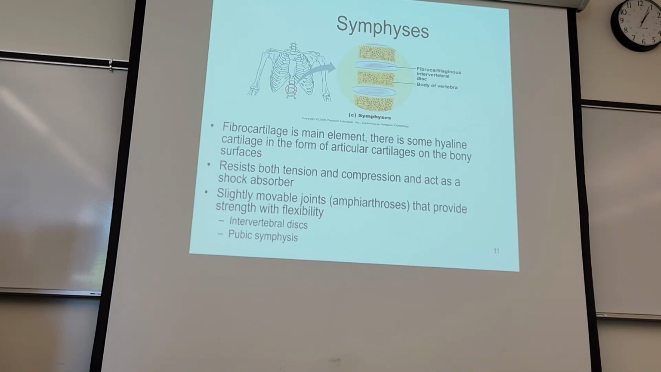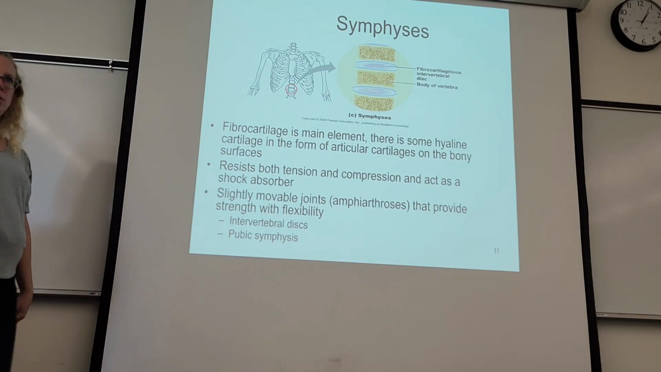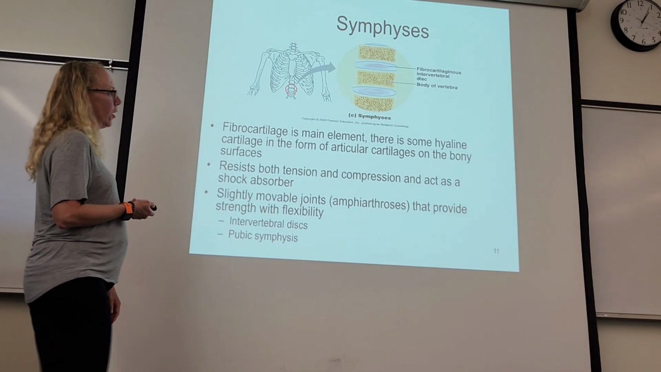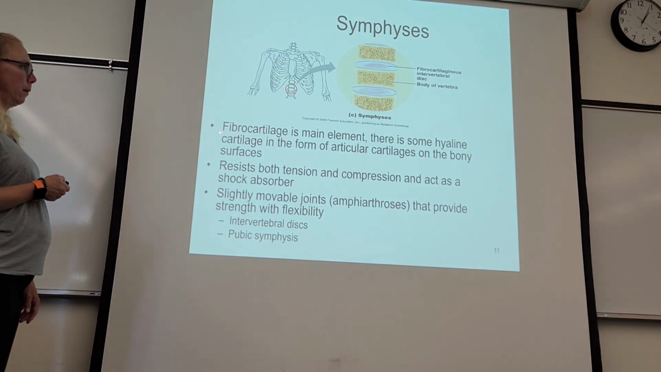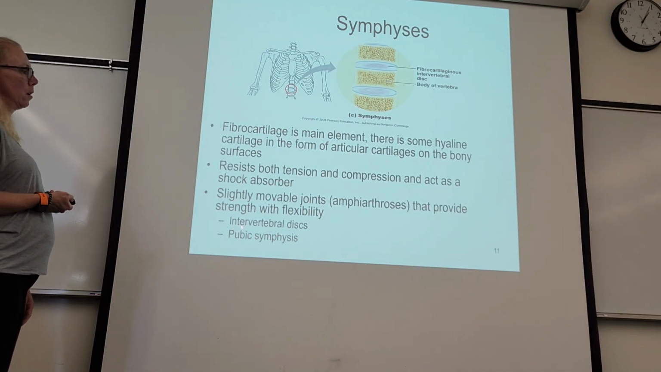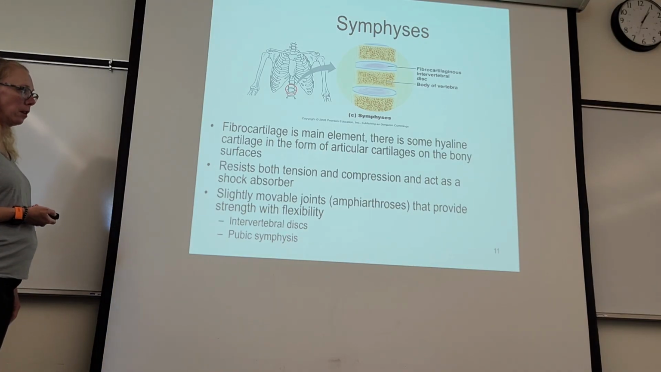Okay, symphysis. What's a symphysis that we identified in lab? Pubic symphysis, right. And pubic symphysis is what kind of tissue again? Hyaline cartilage, fibrocartilage, connective tissue. That's right, fibrocartilage. Okay, fibrocartilage is the main element. In addition to the pubic symphysis, another example of a symphysis in the body is what we looked at in between the bodies of the vertebra, the intervertebral discs.